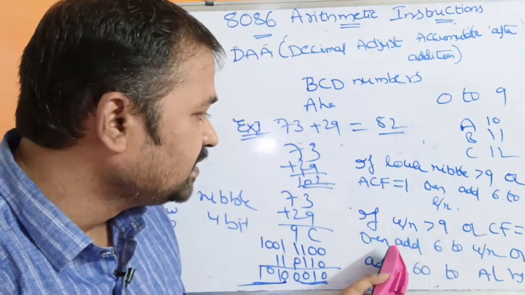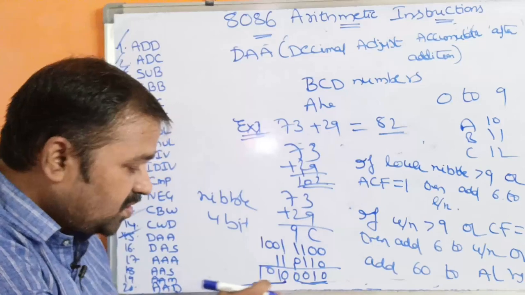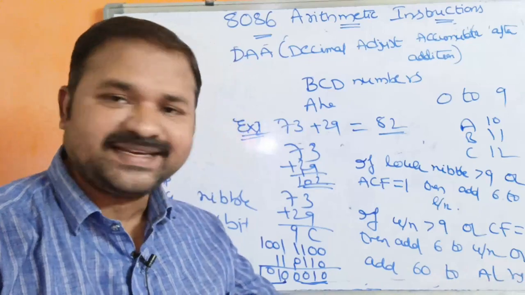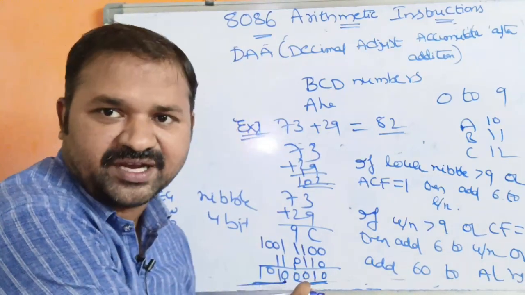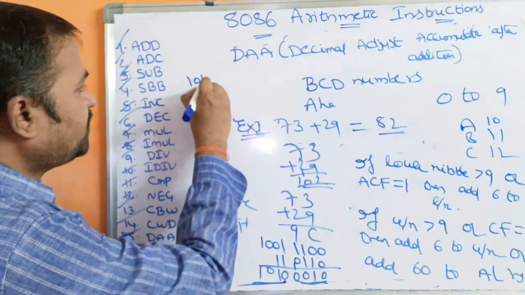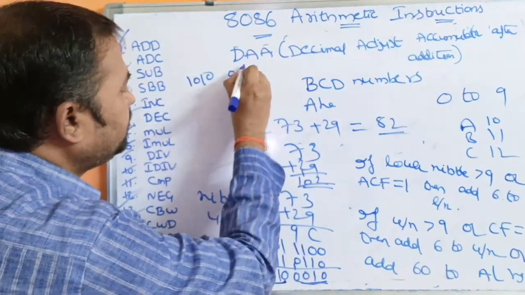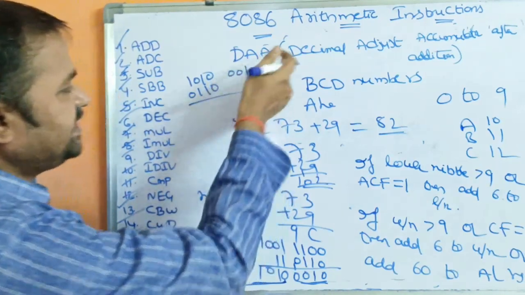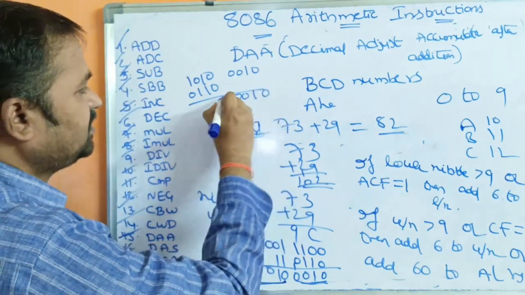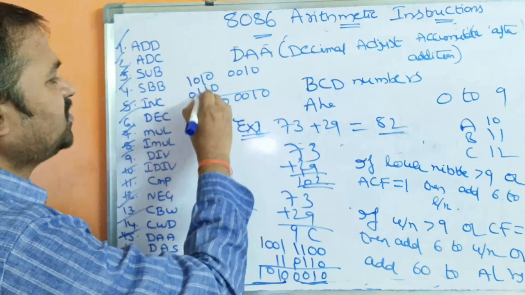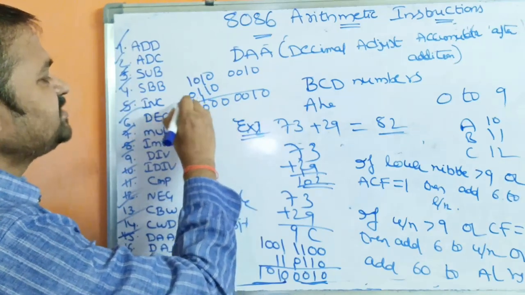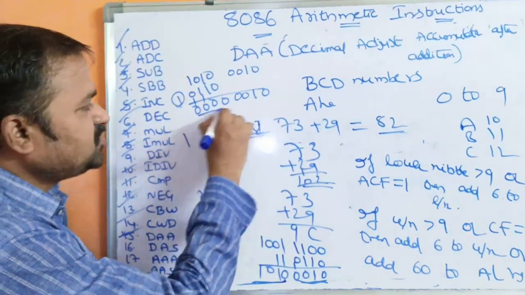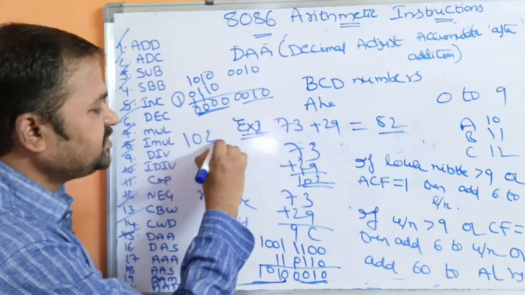So what do we have to do now? We have to add 6 to the upper nibble, or we can add 60. So 60 means for the lower nibble we are adding 0 only, so there is no change. So what is the result? 1010 plus 0110, and there is no change in the lower nibble even if you add zeros. So 0 plus 1 means 1, 1 plus 1 means 0 with a carry 1, 1 plus 1 means 0 with a carry 1, 1 plus 1 means 0 with a carry 1. So now the result is 1, 0000 means 0, 0010 means 2, so 102.